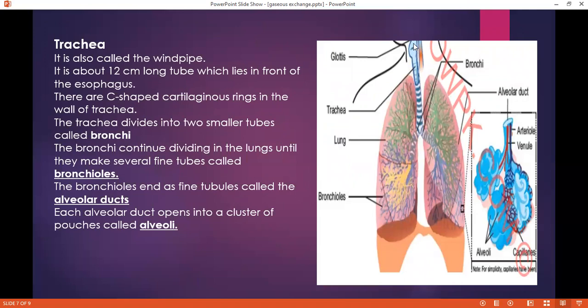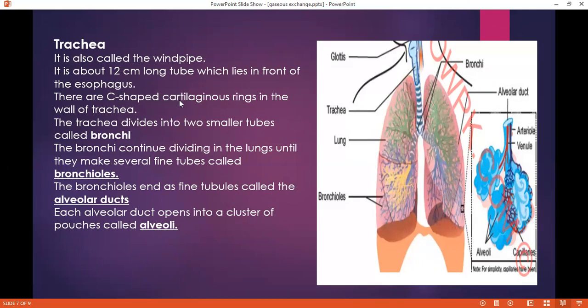So here we have, after the glottis and the larynx, we travel down to the trachea, and this trachea is then branched into two branches. So here we have a trachea. It is also called the windpipe. Windpipe means the air travels through this and down to the lungs. It is about a 12 centimeter long tube which lies in front of the esophagus, meaning the esophagus is behind your trachea.